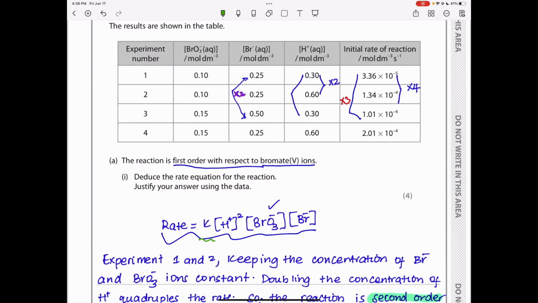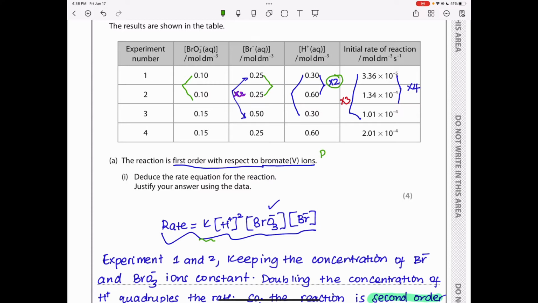To find the order with respect to H plus, we need to keep the other two reactants constant as we vary H plus, and then be able to predict the order for H plus. So what I did here, I first found the order with respect to H plus. When we see experiment 1 and 2, the bromide ion concentration is constant, and here the bromate concentration is constant, while this is multiplied by 2.